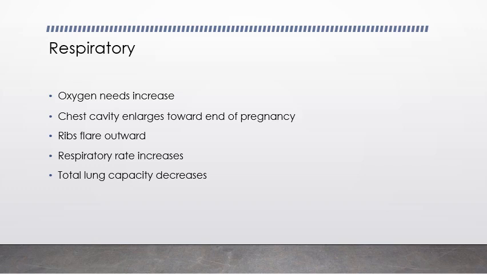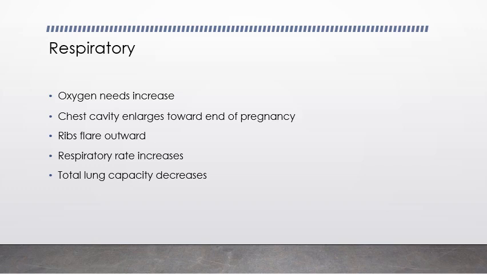Respiratory, the oxygen needs increase. Women are growing another human being that needs oxygen. The chest cavity enlarges toward the end of pregnancy, and if you think about this, the abdominal organs are kind of being pushed up by the uterus. We'll get to the GI tract. And the ribs flare outward, and the chest cavity enlarges because of the shift in all of the abdominal anatomy.